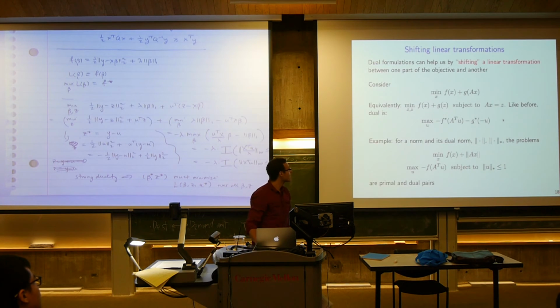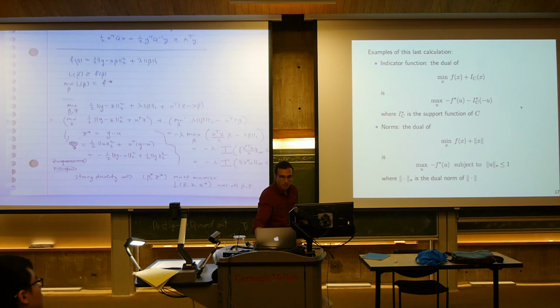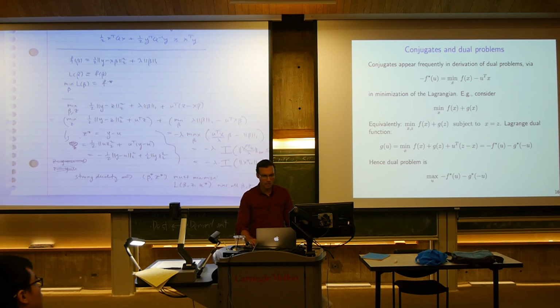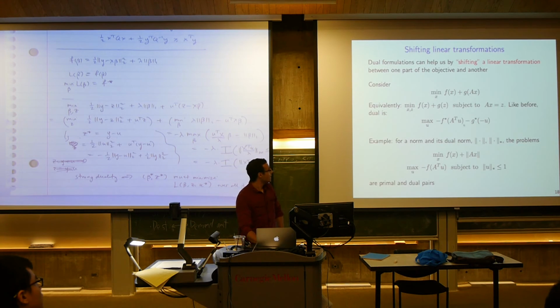Okay, so here's what this looks like in general. Suppose I have f of x plus g of A x, where A is just some linear transformation, some matrix. So I can equivalently set this up as minimize f of x plus g of z subject to A x equals z. And as before, if we go through this exact same calculation that we did to get this one, you can fill out the details on your own. You're going to get that the dual is to maximize over all u the negative conjugate of f at A transpose u minus the conjugate of g at minus u.